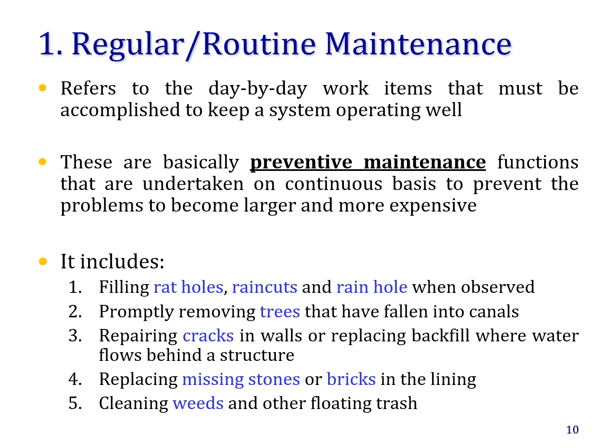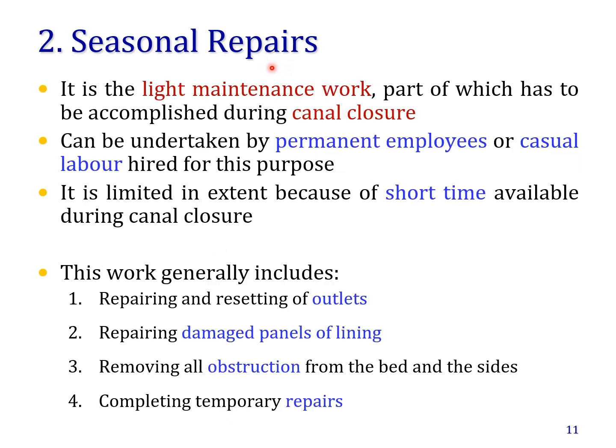Okay. Then the next one is seasonal repair. Seasonal repair happens between the two irrigation seasons, when we don't need water and the canal is closed. At that time we do this kind of repair. It is basically light maintenance work, and it is accomplished during the canal closure. Who undertakes this? Mostly the permanent employees of the irrigation department, or you can hire some casual labor on daily wages, and they can help us doing the seasonal repair.